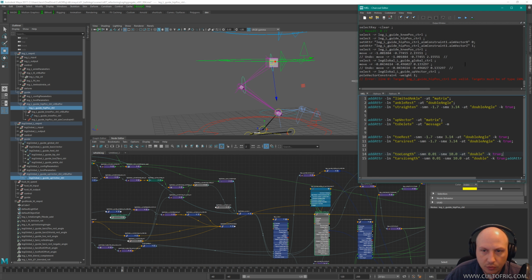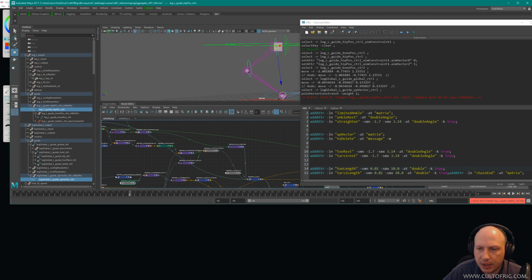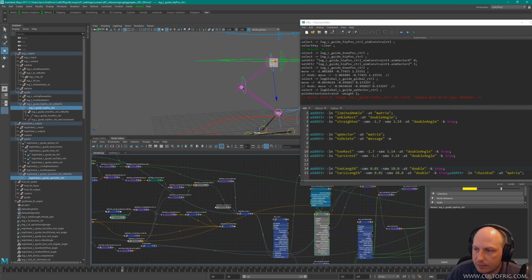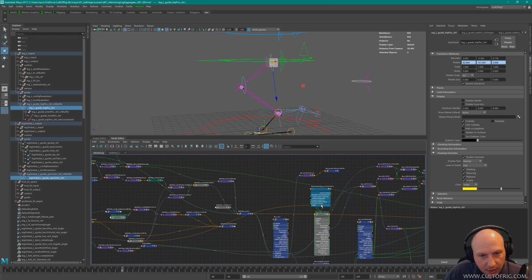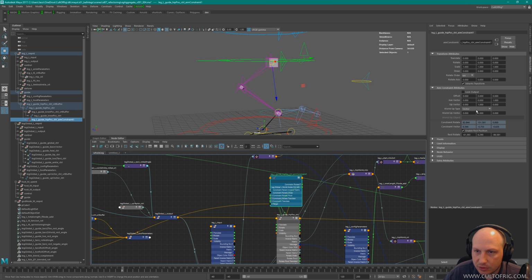No. What are you telling me? Targets must be of type IK and okay, never mind. I forgot. That pull vector is for the IK. Again, goes to show you how little I use this.